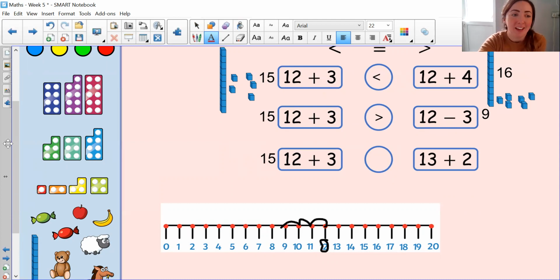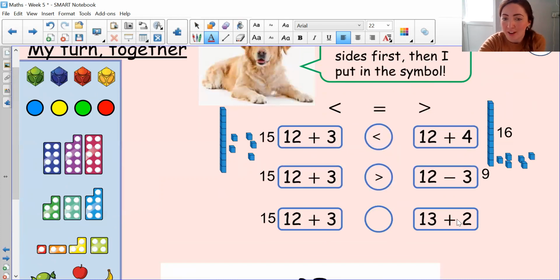And the last one, I'm just going to quickly work out by looking at the 1s. Did you notice that too? In each number sentence, we've got 1 10, because there's 1 10 in 12, and there's 1 10 in 13. And then we're adding the same 1s, 2 1s and 3 1s, 3 1s and 2 1s. So that must mean that 13 add 2 also equals 15, which means that the symbol that goes in the middle is equals. 15 is equal to 15, so 12 add 3 is equal to 13 add 2.